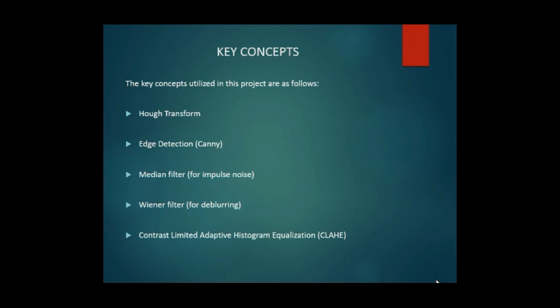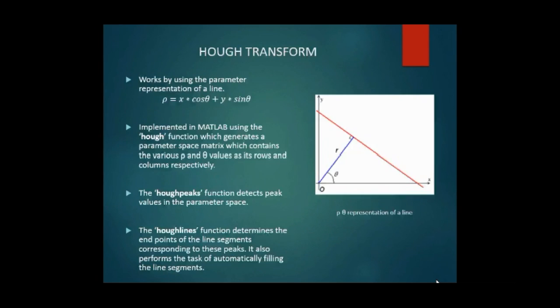Now, the key concepts that I have utilized in this project are as follows. First is the Hough transform. The second is edge detection, more specifically the Canny edge detection algorithm. Third is the median filter, which is used for cleaning the salt and pepper noise, or as it is commonly known, the impulse noise. Fourth, the Wiener filter, which is used for deblurring an image that has been affected by motion blur. And finally, contrast limited adaptive histogram equalization, which is used for enhancing the contrast of an image.